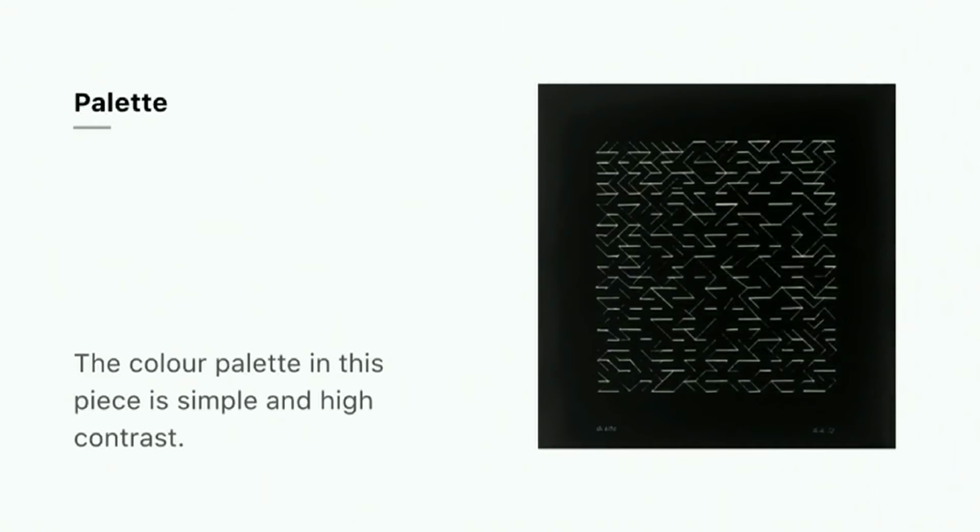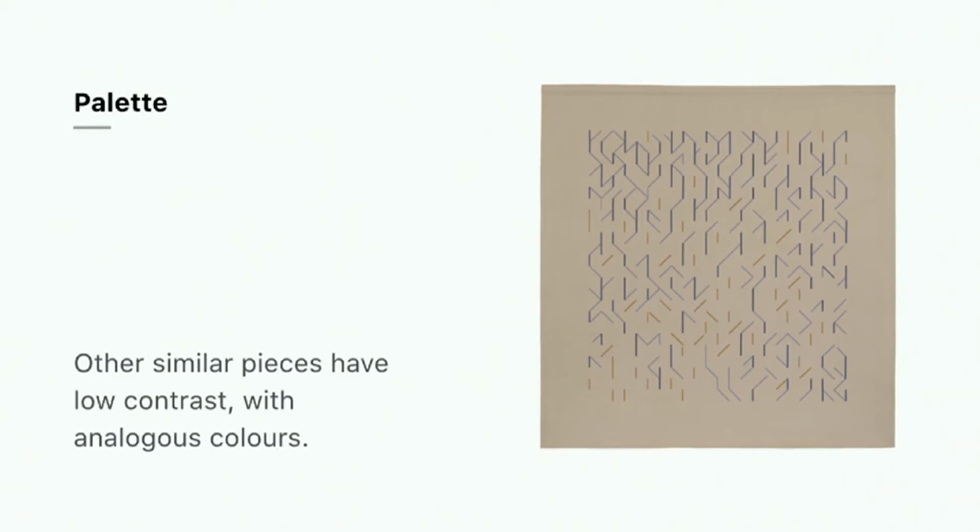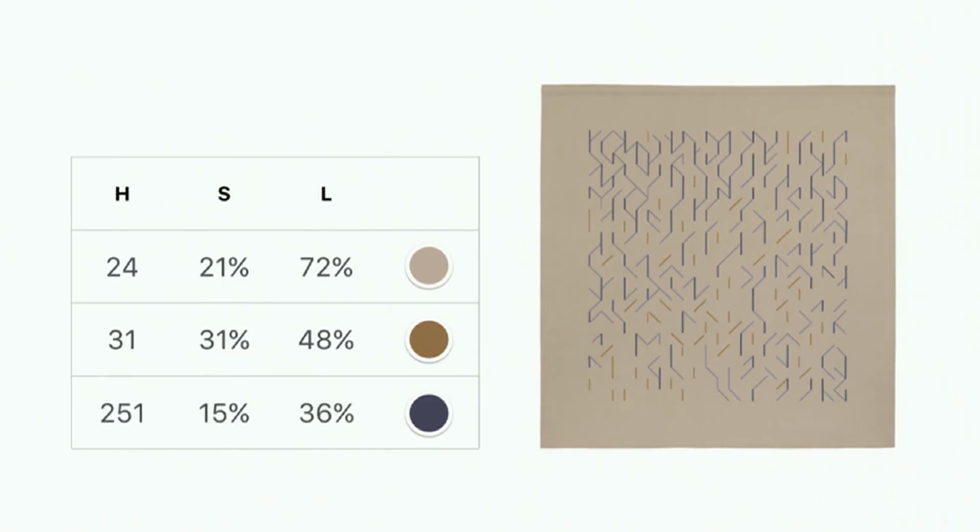Now let's talk about palette. Here you can see that it's a pretty simple high contrast palette, and we can define high contrast to mean a large difference between the L values of the two colors. Here, the difference is pretty big. Whereas if you look at our other works that look fairly similar, you can see that there are some more low contrast analogous color sets. So we can define low contrast to mean low differences between the L values of all the colors.